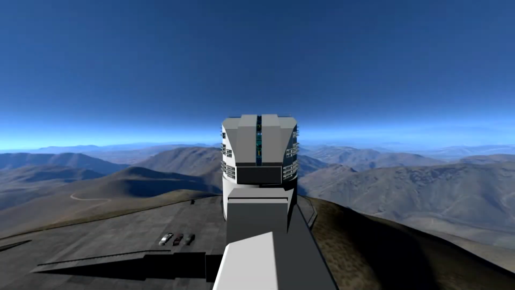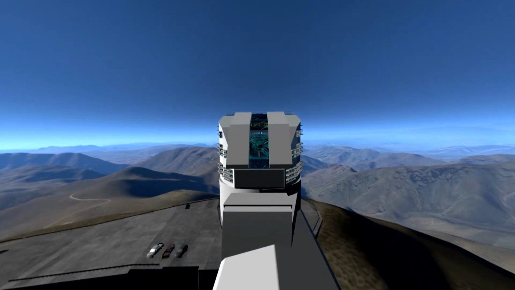Let's see. We got it? Yeah, let's go for it. All right, here's the telescope on a mountain in Chile.